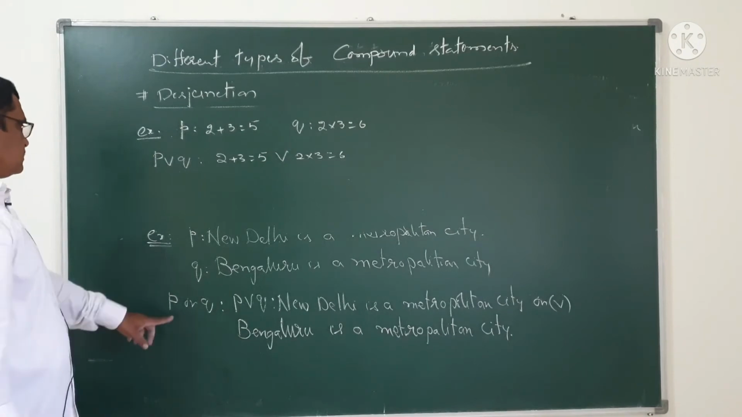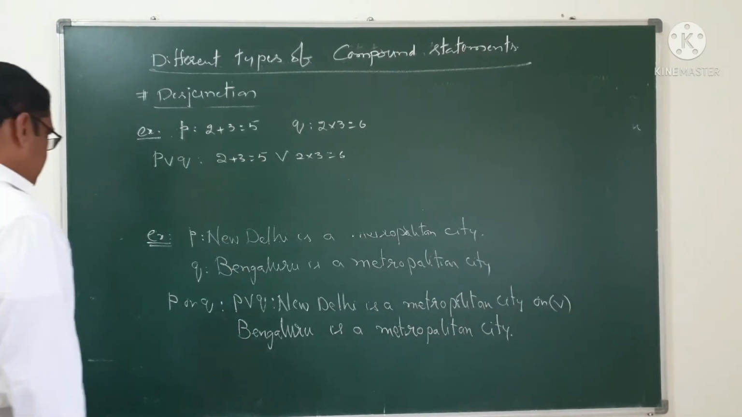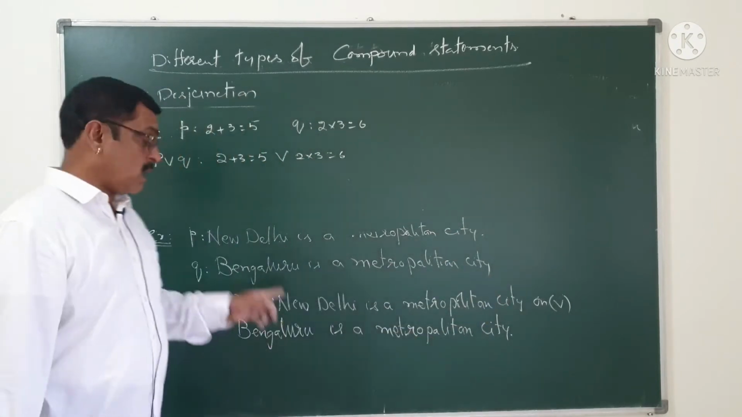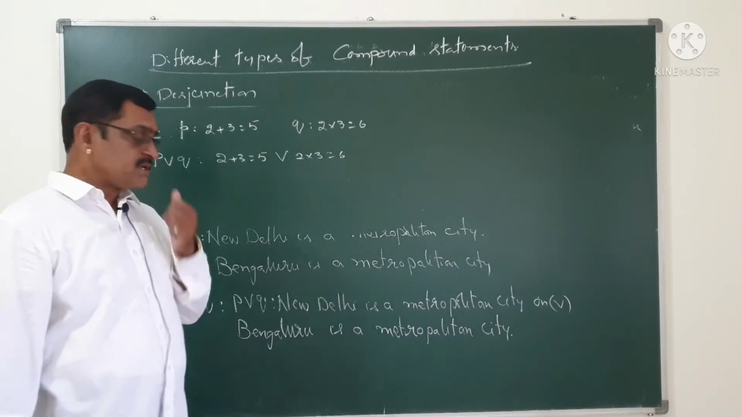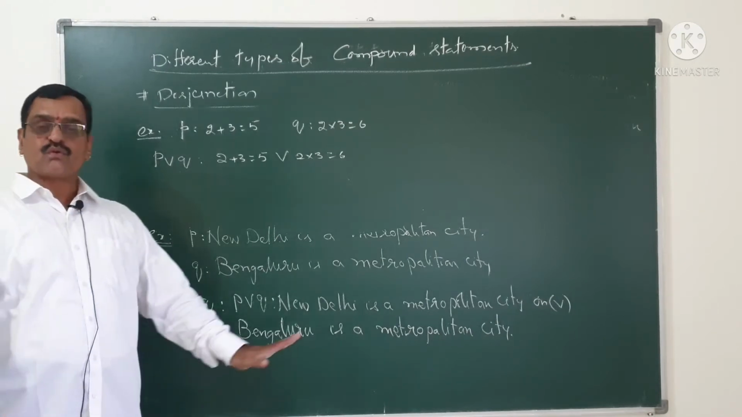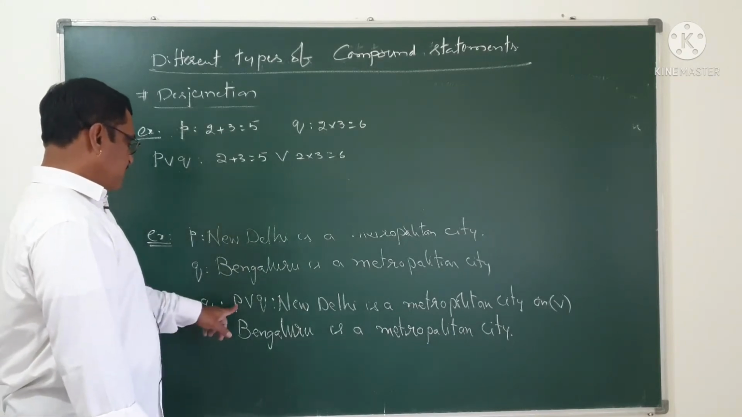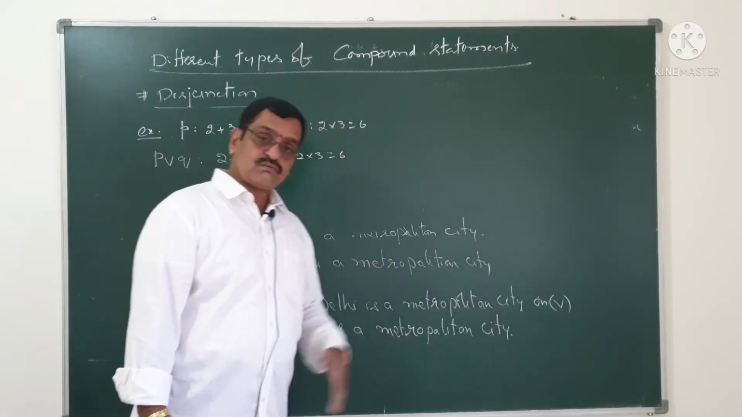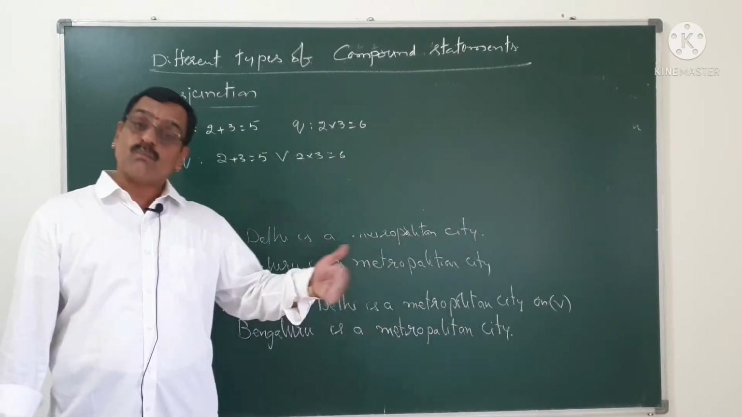Now, if you observe the first example and the second example. In the first example, P or Q: New Delhi is a metropolitan city or Bangalore is a metropolitan city. My question is, under which case is this P or Q true? P or Q will be true if either the first statement is true, or the second statement is true, or both are true.